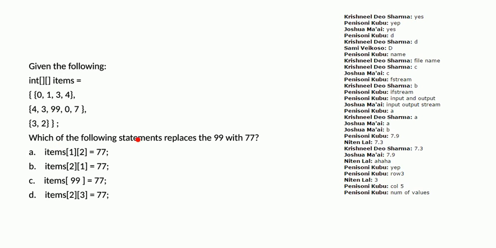So let's try. Which of the following statements replaces the 99 with 77? What we have to do is look for 99 in the array here, right? So 99 is actually here. 99 is there. So we have to figure out what the index of 99 is and then replace it with the value 77. We got one answer from Penny Sony and he said it's A.